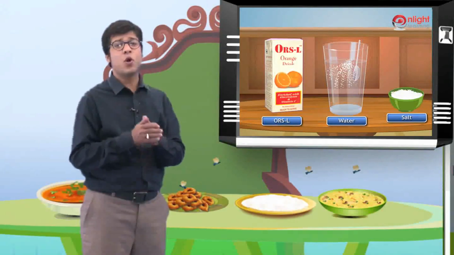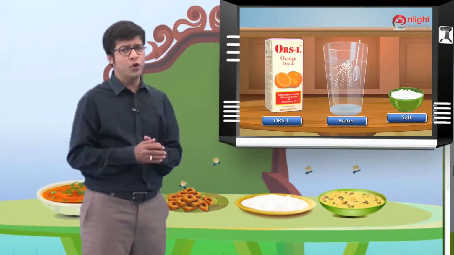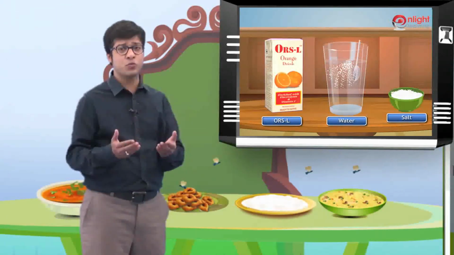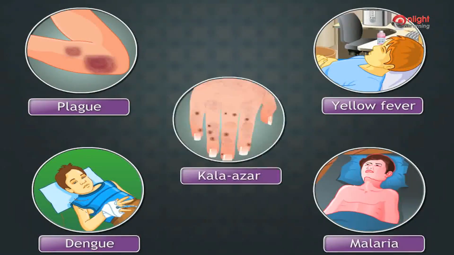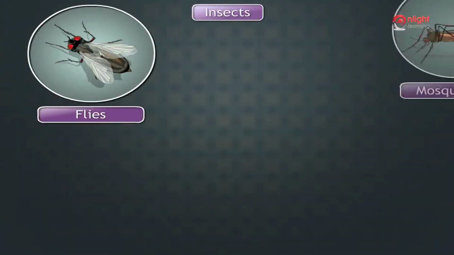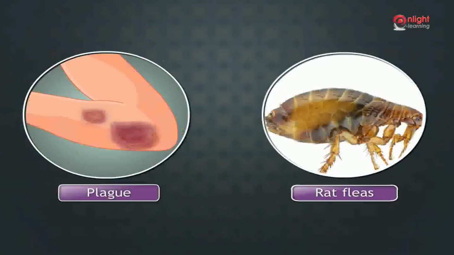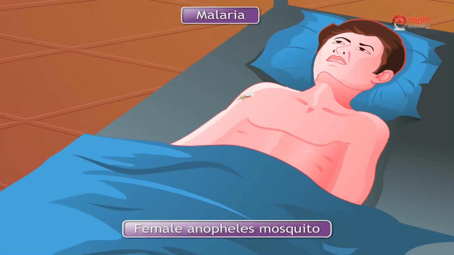These diseases also spread because of insects. Do you all know how and which diseases are spread in this way? Plague, yellow fever, dengue, malaria and kala-azar are spread by the bites of insects like fleas, mosquitoes, sandflies and bedbugs. Plague is caused by the bite of rat fleas. Malaria is spread by the female Anopheles mosquito.